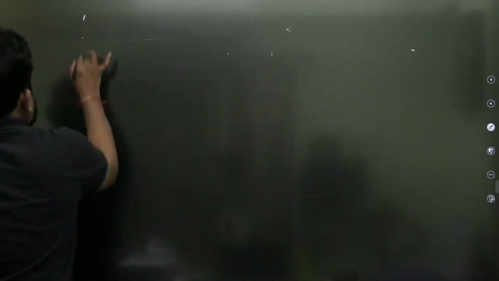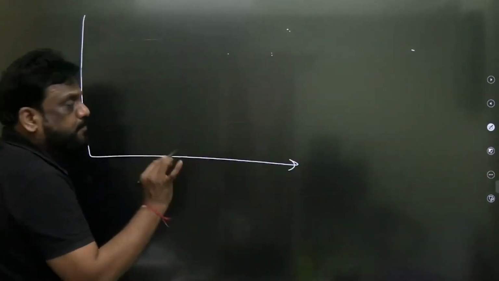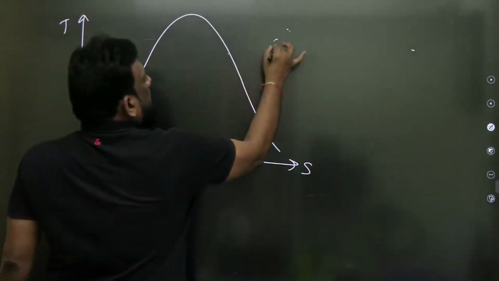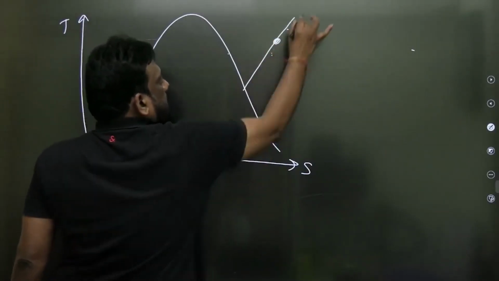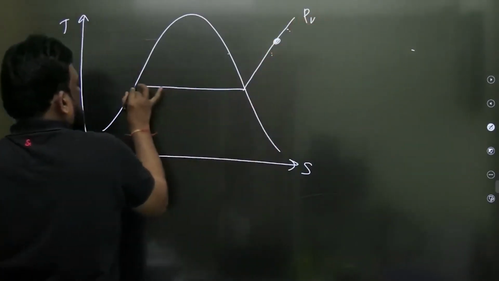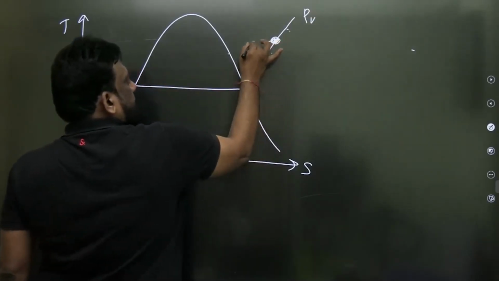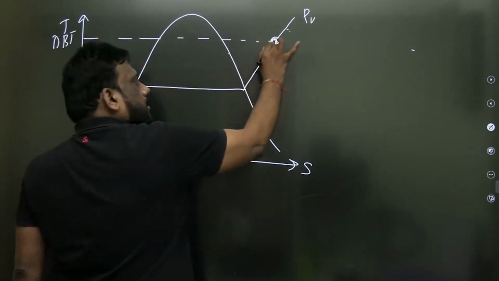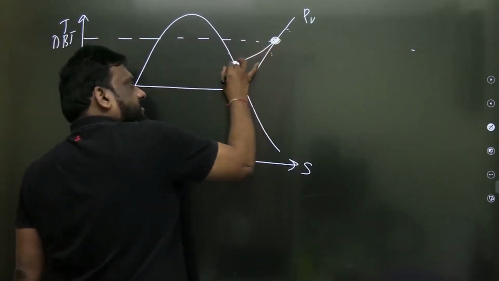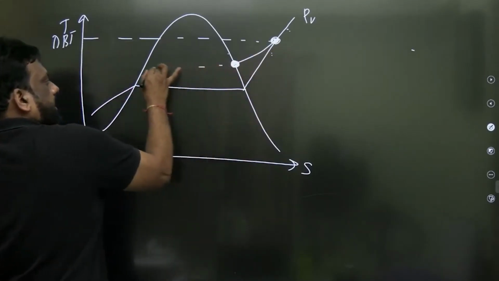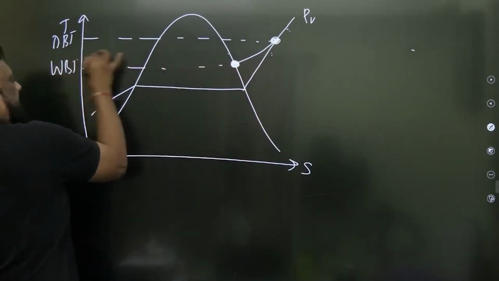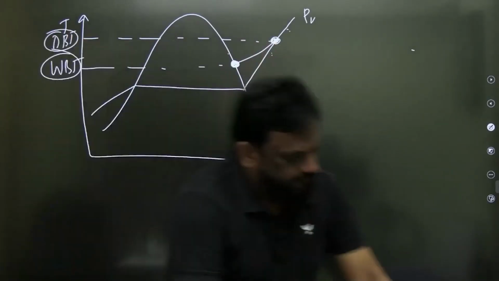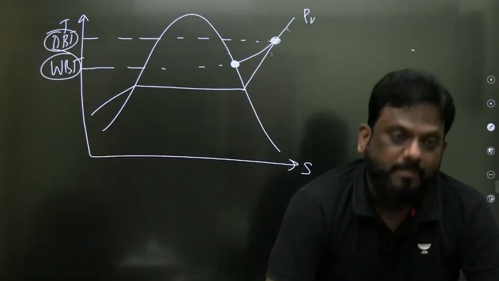Now, have a look at this. Now I will just ask, you give the answer. What is this temperature? It is dry bulb. What is this temperature? It is wet bulb temperature. For unsaturated air, dry bulb is more, wet bulb is less. Absolutely fine. No problem at all.